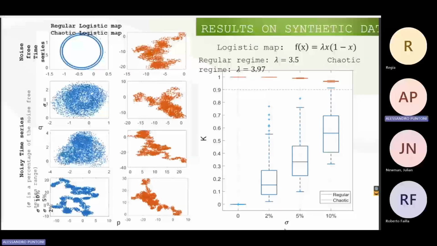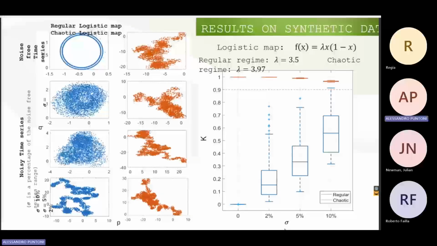Instead, in this graphic, you see on the y-axis different values of K, and on the horizontal axis different percentages of noise standard deviation. These box plots are obtained on 100 different time series. In blue, you see the results for regular time series, and in orange for chaotic time series.